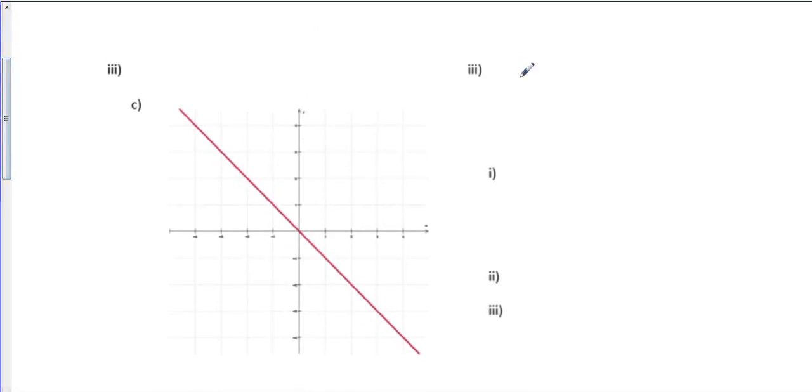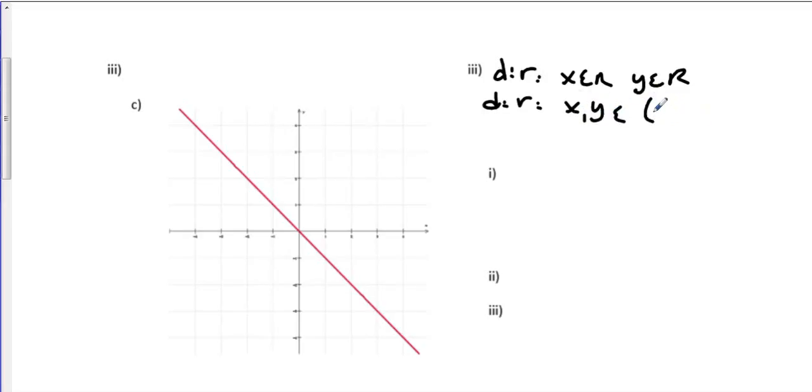Okay, so the domain and range in inequality notation is the same. X is an element of R, Y is an element of R. If we were doing that in interval notation, it would be X and Y are an element of negative infinity to infinity, round brackets. If we were doing it on a number line, we would just draw the number line and, of course, include that whole line.